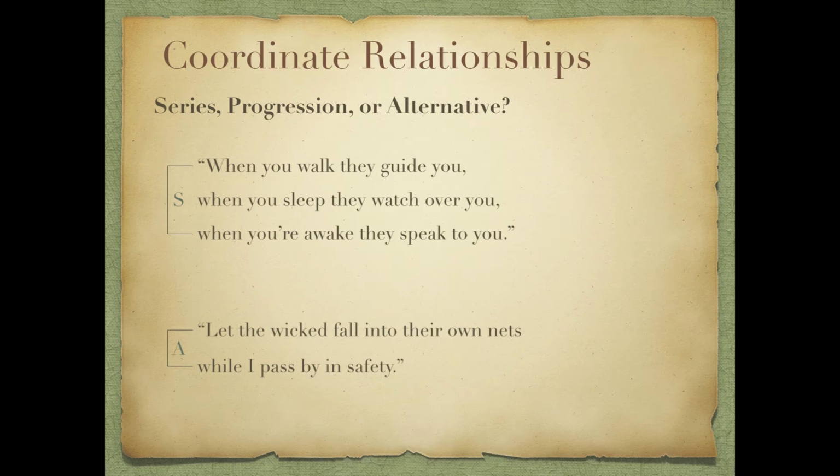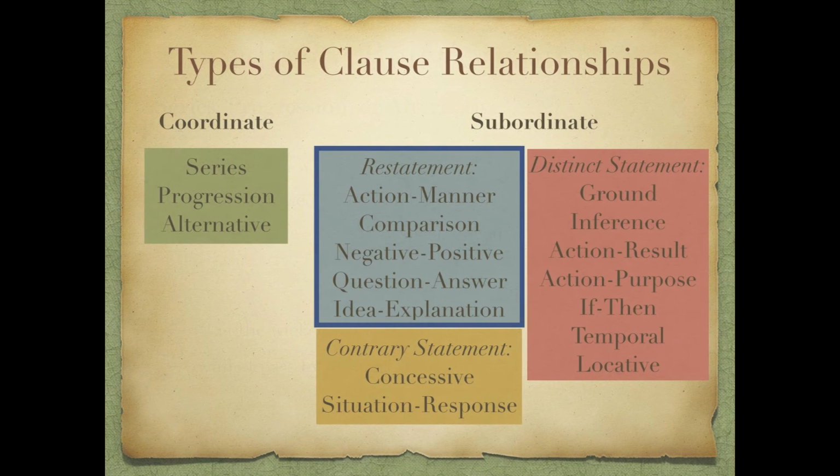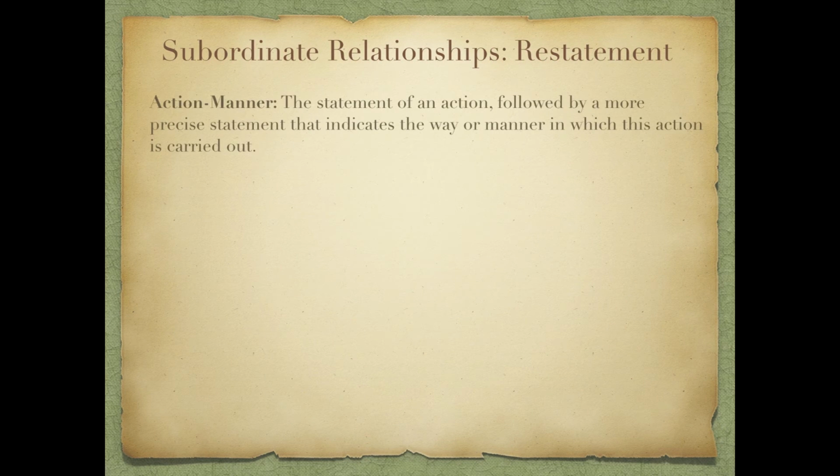Okay. Now we're shifting to subordinate relationships. We'll first talk about restatement. Interestingly enough, if you look at these three categories, they seem to correspond with Lowth's categories of synonymous, synthetic, and antithetic. But we digress. Let's move forward. Five types of restatement relationships, the first of which is action-manner.